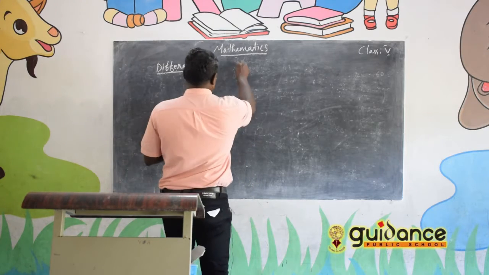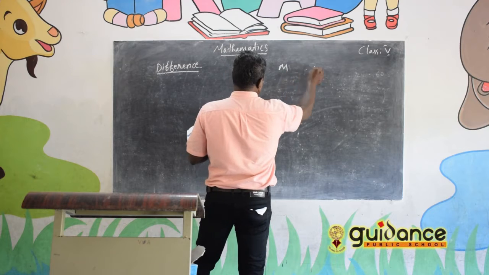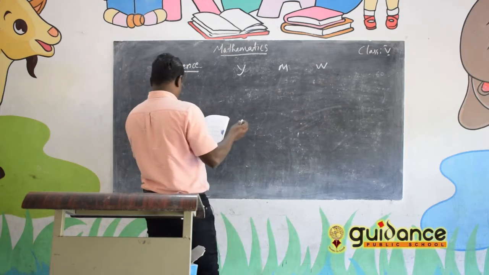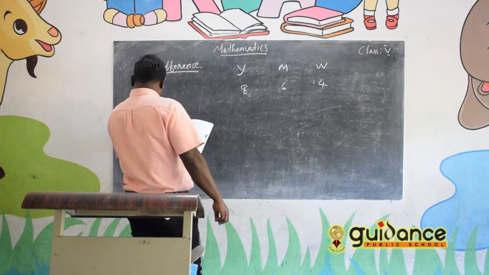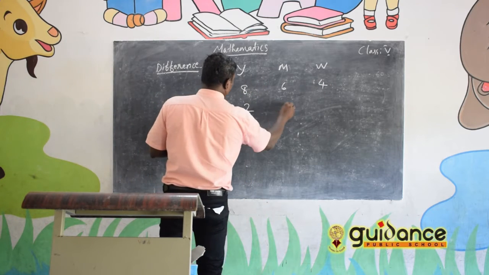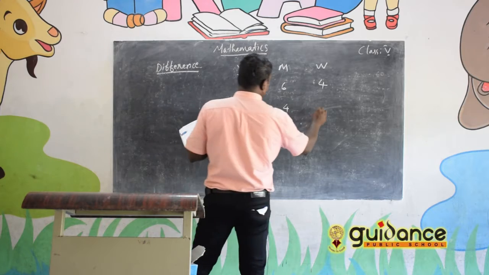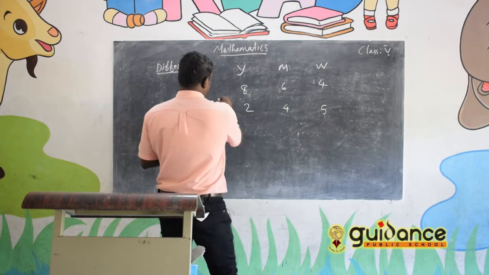Years, months, weeks. 8 years, 6 months, 4 weeks minus 2 years, 4 months, 5 weeks. Okay, subtract.